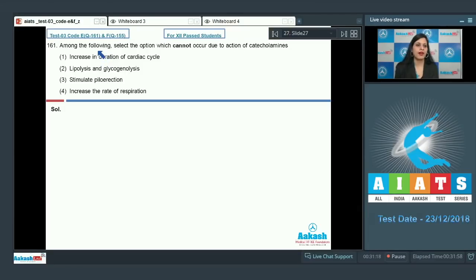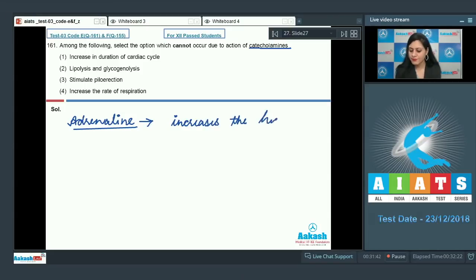Question number 161. Among the following, select the option which cannot occur due to action of catecholamines. Catecholamines such as adrenaline increase the heart rate and thereby reduce the duration of each cardiac cycle.